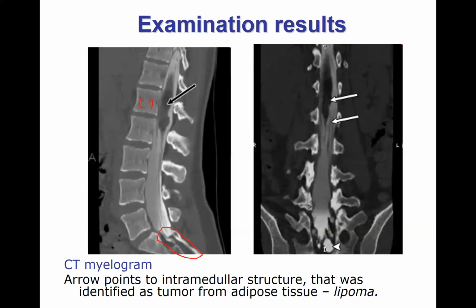If you examine it here, you can see this. It's an expansion process, and then based on histology, it was found that it's a lipoma, coming from the adipose tissue, which can be found also in the epidural space. So this is L1.